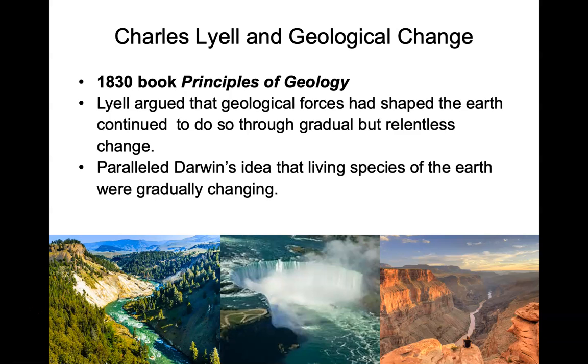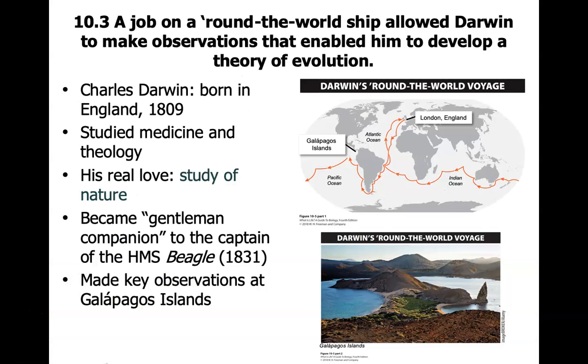But this also helped Charles Darwin with his theory, because Darwin thought, hey, if these geological forces can shape the Earth slowly over time, why can't living organisms change as well? And then this also gave Charles Darwin a longer time frame for all of this diversity in living organisms to happen. So not only did it give him the idea of a slow gradual change over time, but it also gave him the time for that biological change to occur.